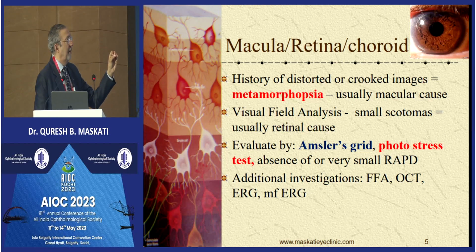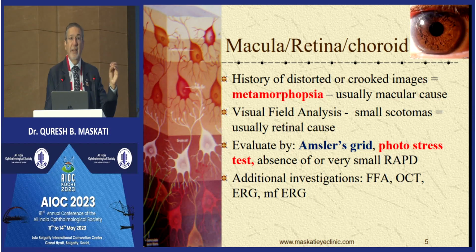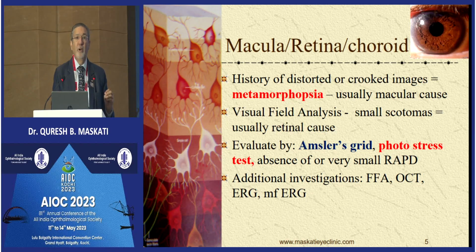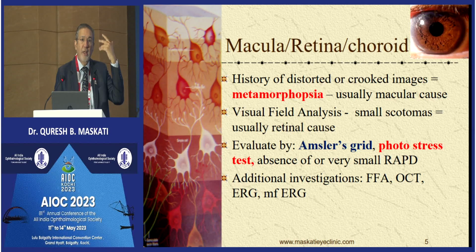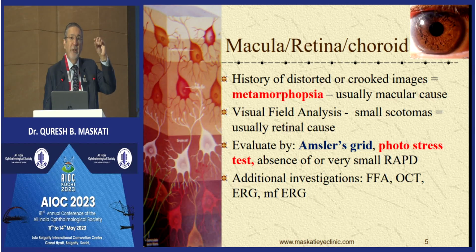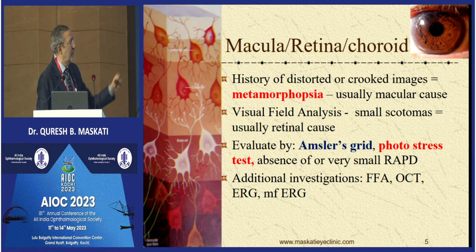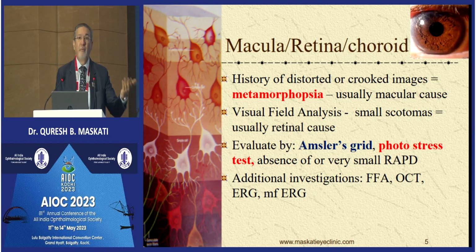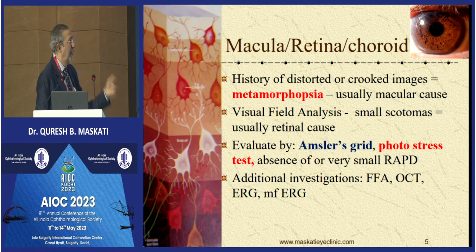If the patient has metamorphopsia, usually it is a macular cause. Do visual field analysis, a careful analysis by you and not by your optometrist. Pick up small scotomas, usually there is a retinal cause. I had a patient who had been barraged with argon laser photocoagulation, some 4 or 5 sittings, and this patient had multiple small scotomas which we could pick up, and that was the cause of his problem. Then Amsler's grid, again something which we give patients for use at home. Use it in your clinic as well.